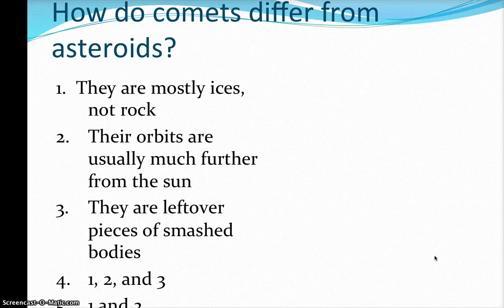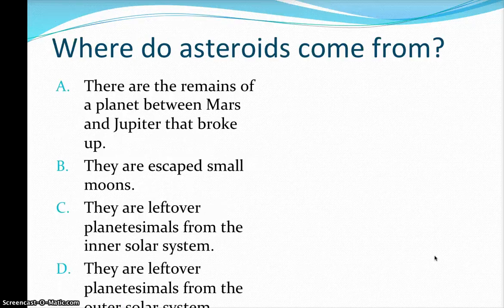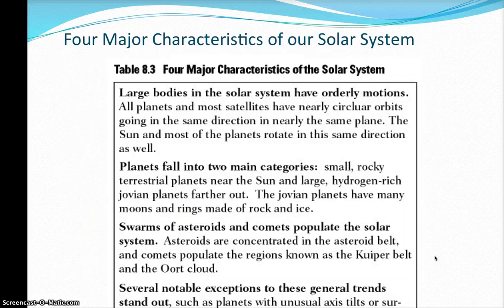Now, we still have these things called comets and asteroids. The comets are different from asteroids in that they are mostly ices and not rock, and their orbits are much further from the sun. Think about it. The comets are like very small Jovian planets, where the asteroids are like very small terrestrial planets, which would explain why the asteroids and comets are found at different locations in the solar system.